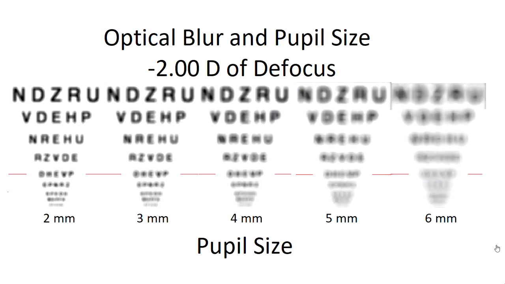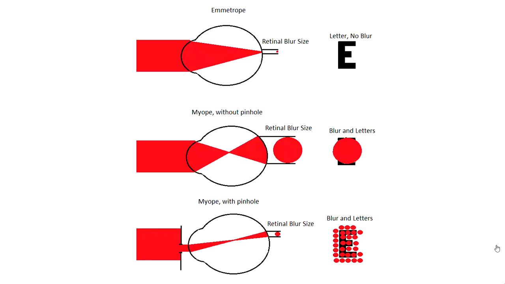And that's how depth of focus works: it improves the overall image quality, and that's why pupil size matters for depth of focus. An extreme example of that is the pinhole that we've already shown earlier. In this example, we have an emmetrope, a myope, and a myope with a pinhole.